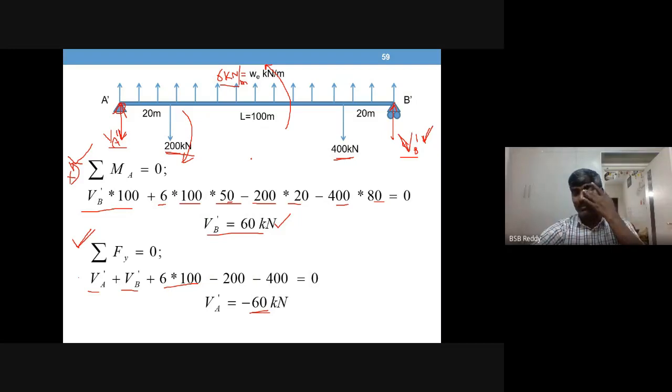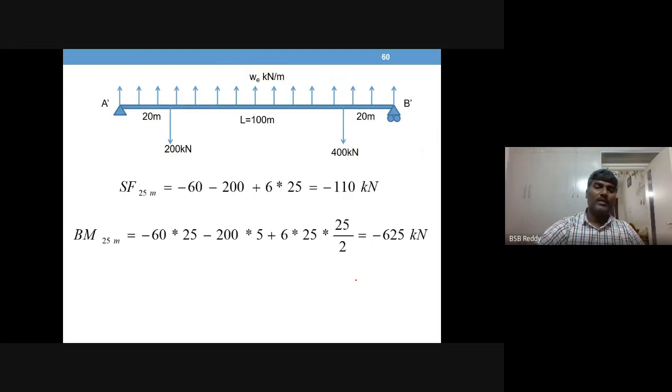Whereas in a three hinged stiffening girder, this is not the case. You got some VA value, a VA dash value, and you got some VB dash values. There, this situation is not there, right? So you can observe it here, why one is plus and another one is minus. Another part of the solution is left.